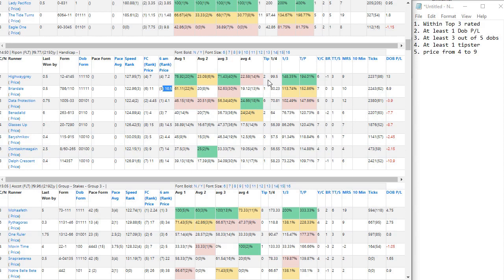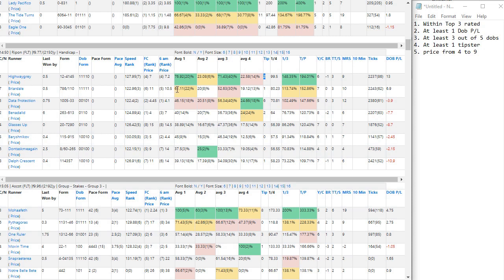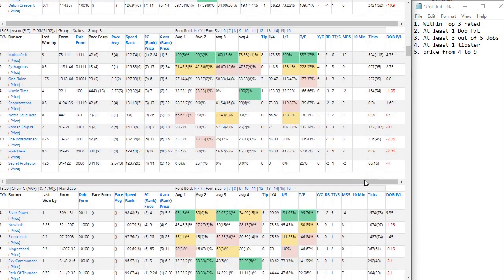I think Highway Grey just comes out that little bit better. Two tipsters. Yeah, but then it's a difficult one. So I don't know. You'd have to look at the race. It might be that you just go on the top rated one. It meets every other condition. It's got the highest DOB payout. It's got two tipsters. It's one less on the DOB payout, but everything else makes Highway Grey look like the one to go on. 5.5 is not a bad price. So that would probably be my selection if I was going to go on that race. So yeah, difficult one. Right, let's go down anyway to another one.